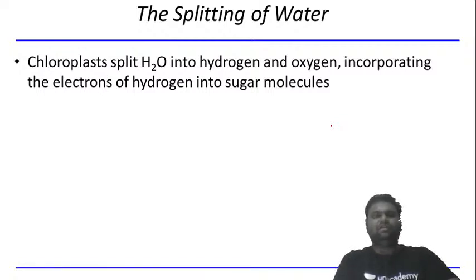So chloroplasts undergo the splitting of water into hydrogen and oxygen, and they incorporate the electrons of the hydrogen into the sugar molecules.